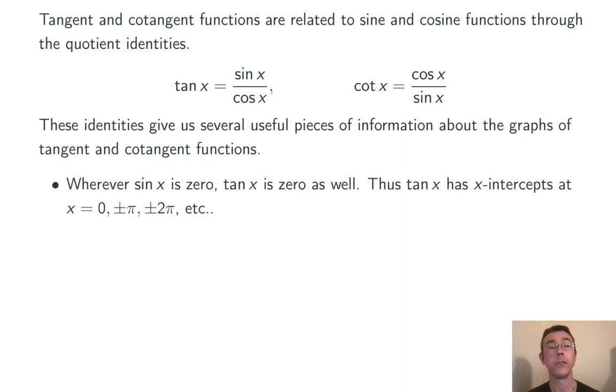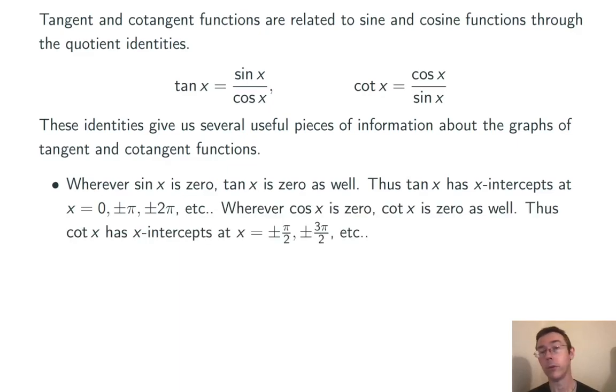First of all, the zeros of tangent of x are going to be the same as the zeros of sine of x. You can see that just from the formula tangent of x equals sine x over cosine of x. Whenever the numerator is 0, the entire fraction is going to be 0. This is going to occur at 0, plus and minus pi, plus and minus 2 pi, and so on. Similarly, the zeros of cotangent of x are going to be the zeros of cosine of x, plus and minus pi over 2, plus and minus 3 pi over 2, and so on. These are all going to correspond to x-intercepts on the graphs of tangent and cotangent.